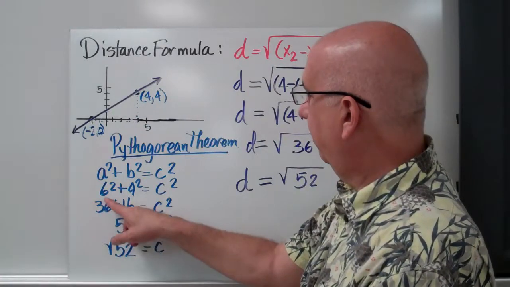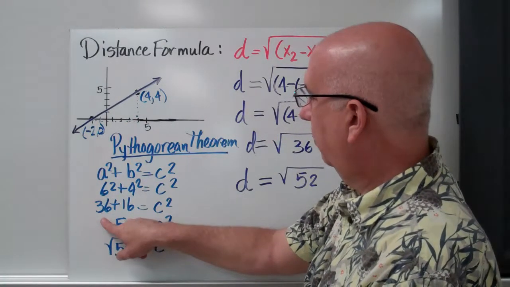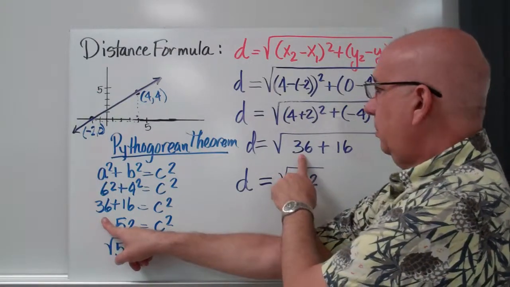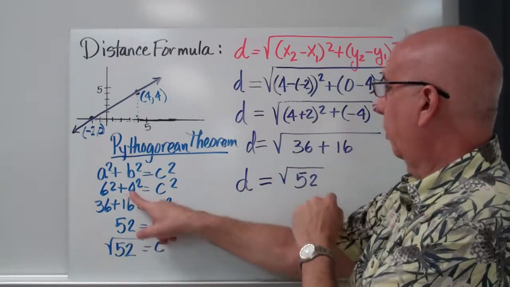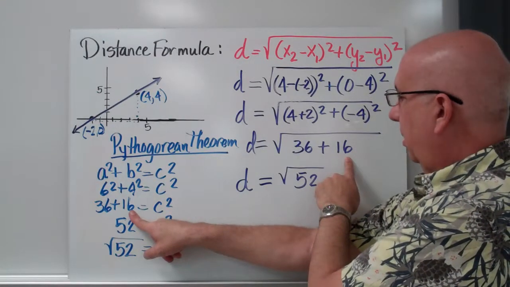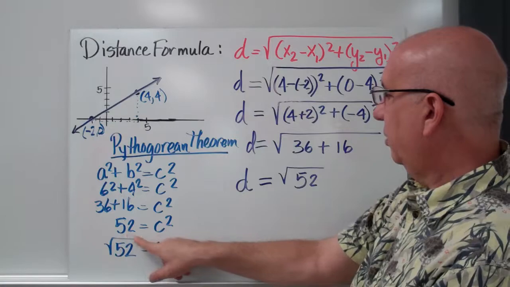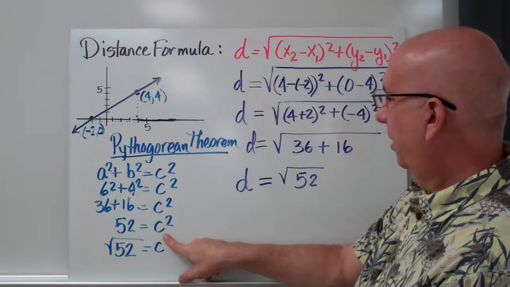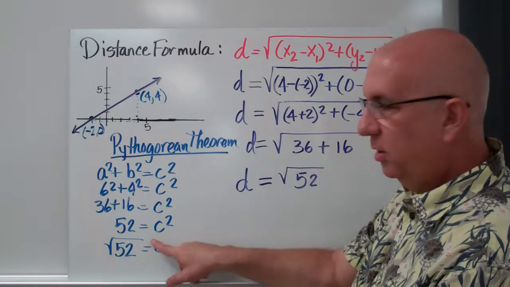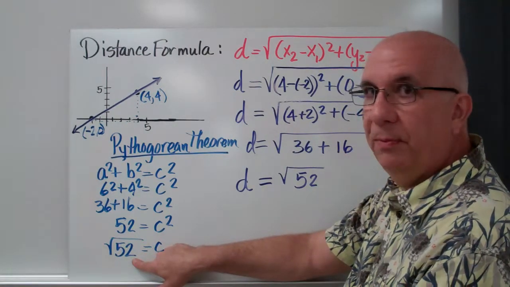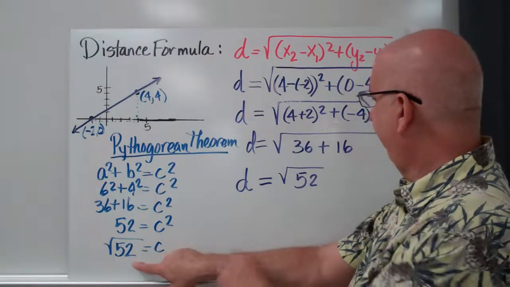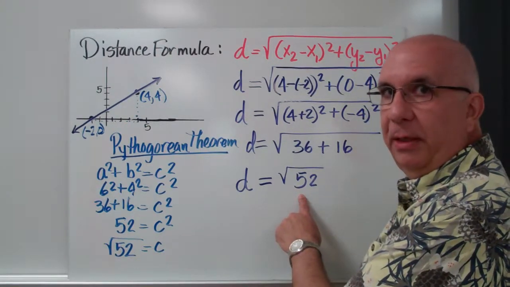I square that 6, which gives me 36, right here. I square the 4, which is 16, which gives me this. And I find out that 52 is equal to c squared. To find the c then, I have to take the square root of both sides, which is the square root of 52. That's a little bit more than 7, but less than 8, which is the same thing as I got over here.